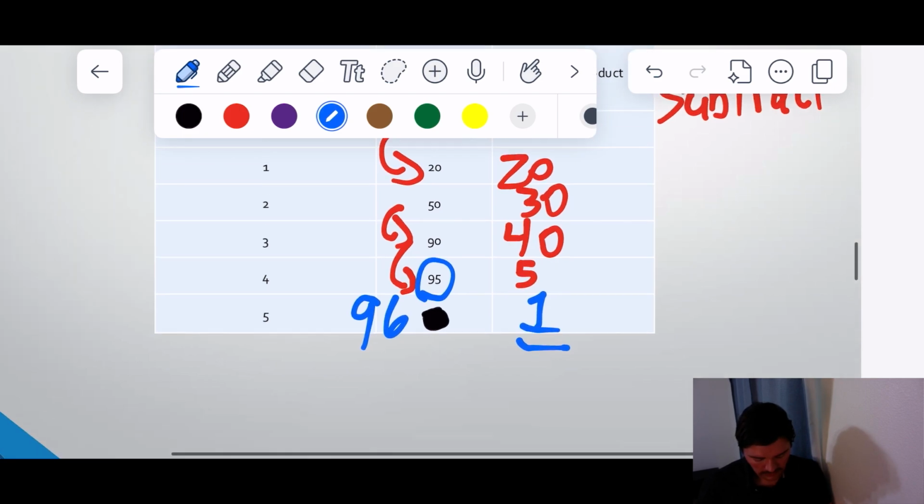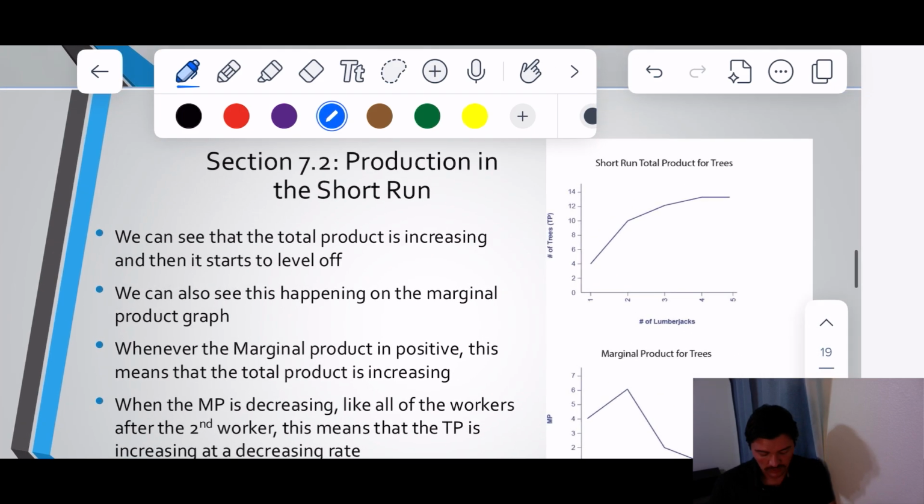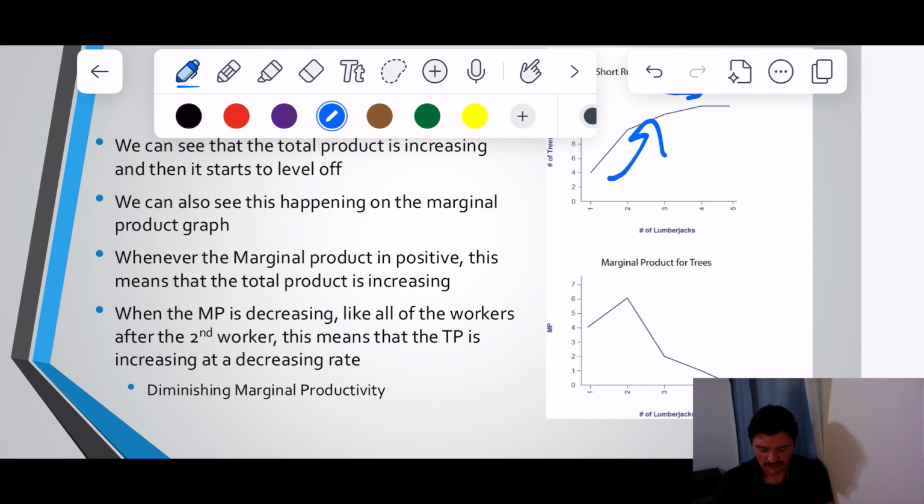Right? Now, the key thing about the production in the short run is that we will see the total product is increasing. So here, you can see total product is increasing, but it starts to level off. That's the law of diminishing marginal productivity. And we can see it right here. This graph is showing us the marginal product and how it goes here and then starts to diminish. Okay? So when the marginal product is positive, it's very important to note this is where the total product is increasing. If these are positive numbers, this means that your total product is increasing, but at a decreasing rate.